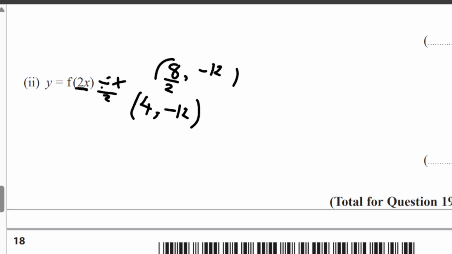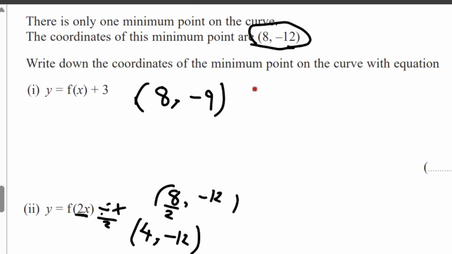Now let's have some scenarios. What happens if this is -3? If it's -3, we do -3 here. So it's going to be 8 and -12 minus 3 is -15.